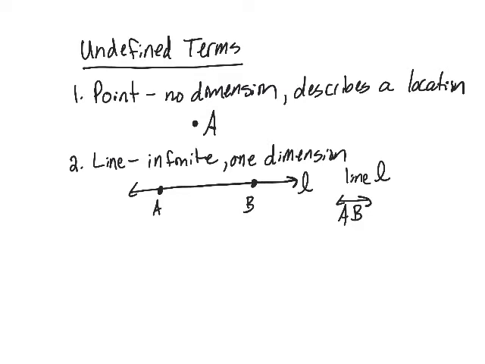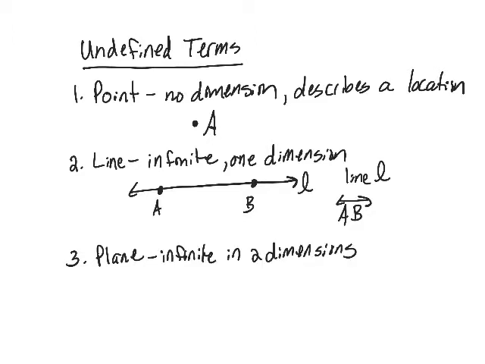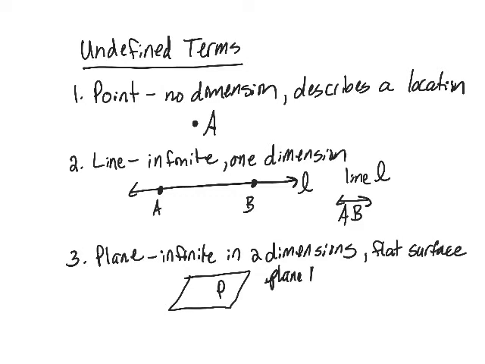Our third undefined term is called a plane. A plane is infinite in 2 dimensions, and it represents a flat surface that goes on forever. We won't be talking too much about planes right now, but we'll be talking about them later on in the year. A plane can be represented by a parallelogram-looking thing with usually a capital letter, and that's how we label it, and that's called plane P.